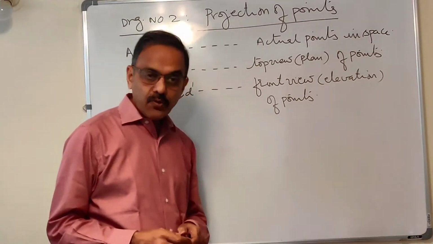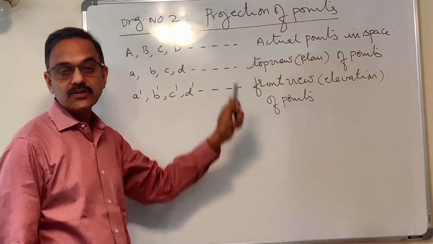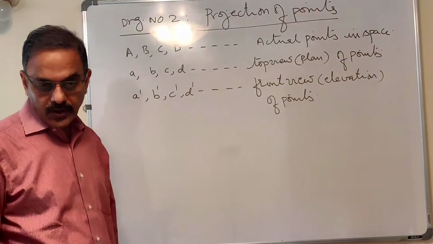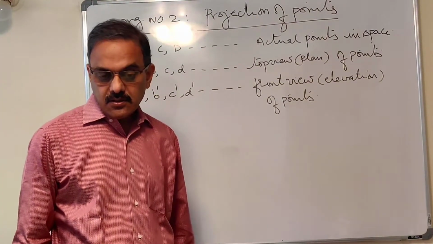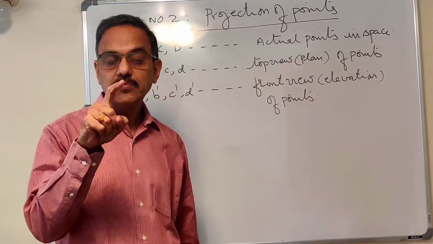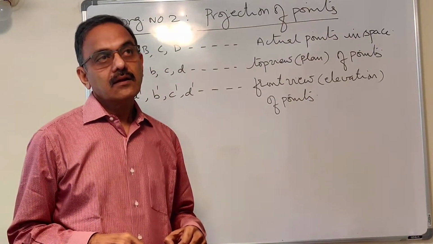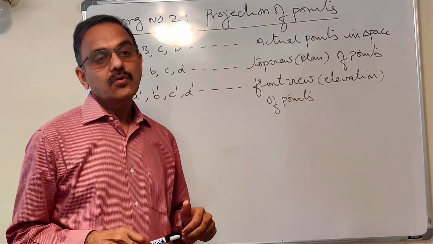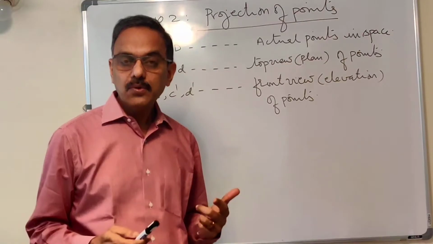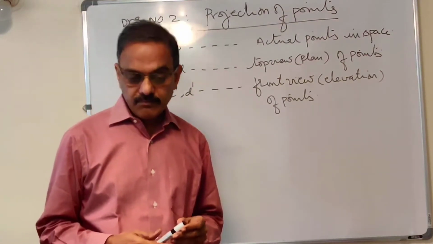Now today I am going to take up drawing number 2, which is projection of points. As soon as we enter projection of points, the object is going to be just a point to you. It is just a point in space. Now you have seen the front view, the top view and side view of an object in the last video.